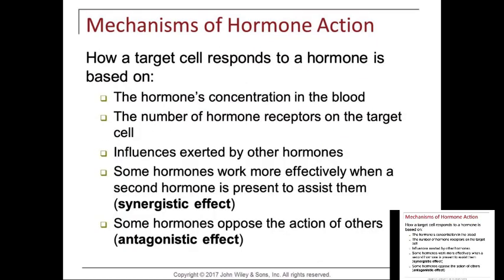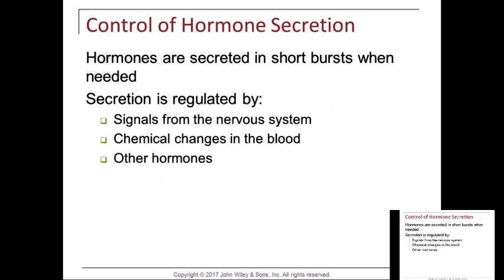Okay, so how a target cell responds to a hormone is going to be based on the hormone concentration in the blood, the number of hormone receptors on the target cell, and the influences exerted by other hormones, because there could be synergistic effects or antagonistic effects. You can have two hormones that are going to amplify. You can have one that's going to antagonize it, to inhibit or oppose the action. Hormones are secreted in short bursts when needed, and that's going to be regulated by the neural system and chemical changes in the blood and other hormones.